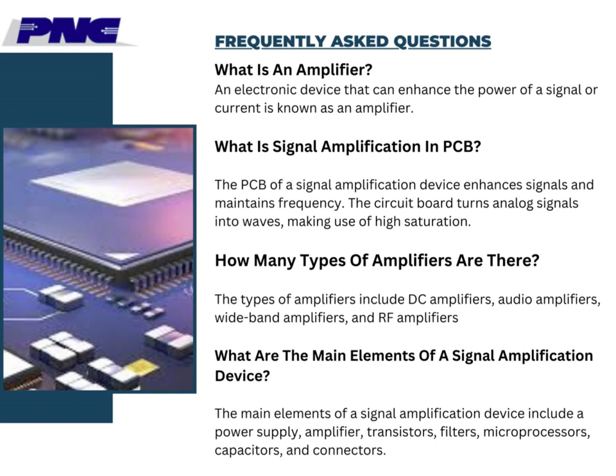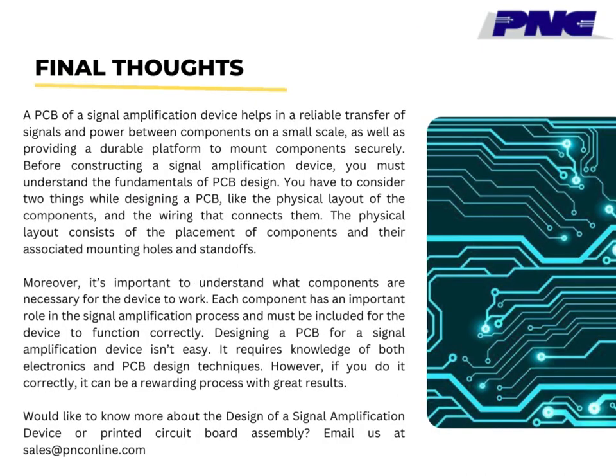What are the main elements of a signal amplification device? The main elements of a signal amplification device include a power supply, amplifier, transistors, filters, microprocessors, capacitors, and connectors. Final thoughts: a PCB of a signal amplification device helps in a reliable transfer of signals and power between components on a small scale, as well as providing a durable platform to mount components securely.